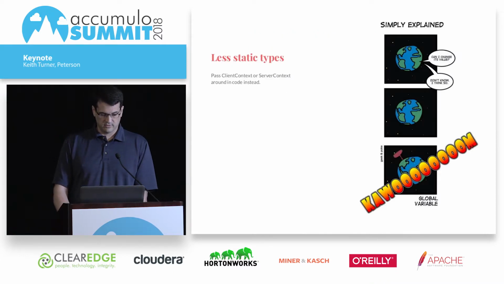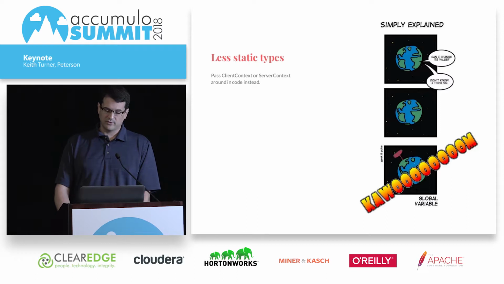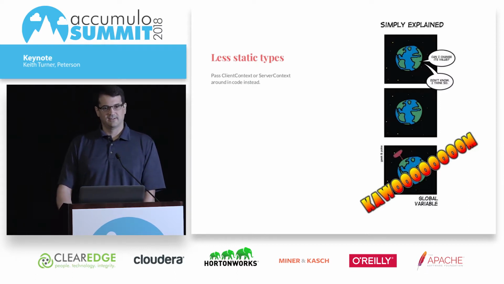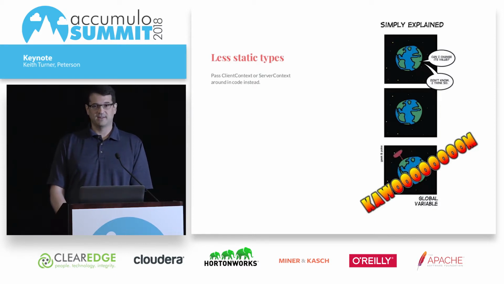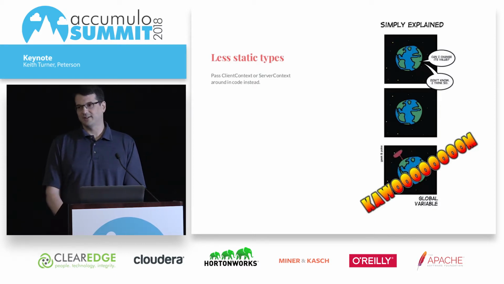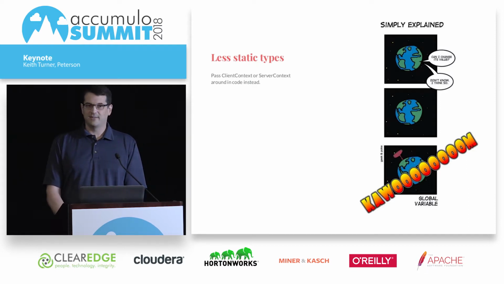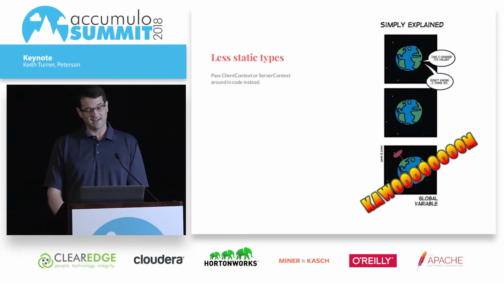So there's been a lot of internal improvements for 2.0, some of which can be hard to talk about. Accumulo, unfortunately, has a lot of static types, and that needs to all go away. Like, we shouldn't be using global variables. They're still there, but there's less in 2.0.